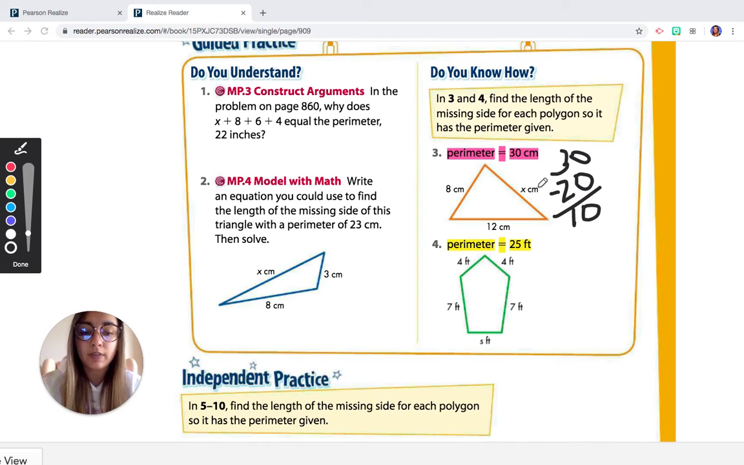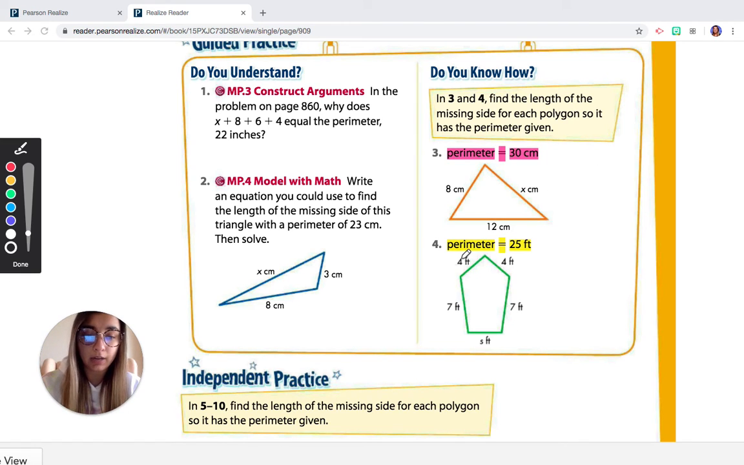So my unknown side, and if you see here, it has an X. Any letter or question mark means the same thing. It's an unknown side. So I know that my unknown side here is 10 centimeters. And just like the last 2 lessons, you can't forget to label your answer. So let's go on to number 4.